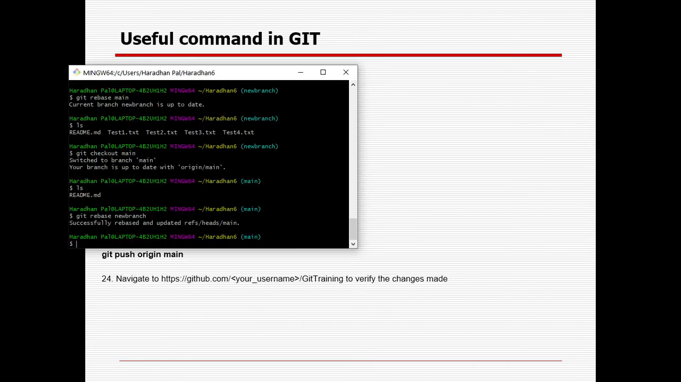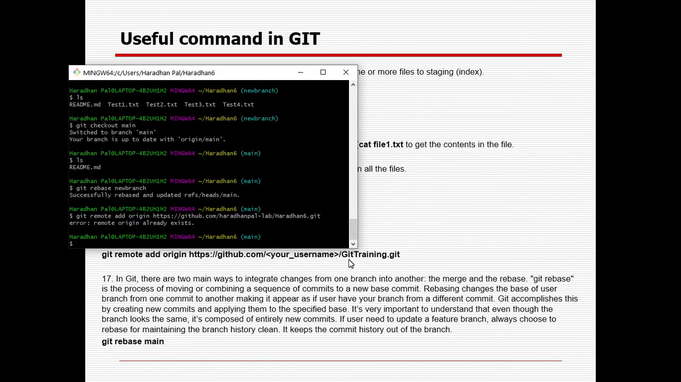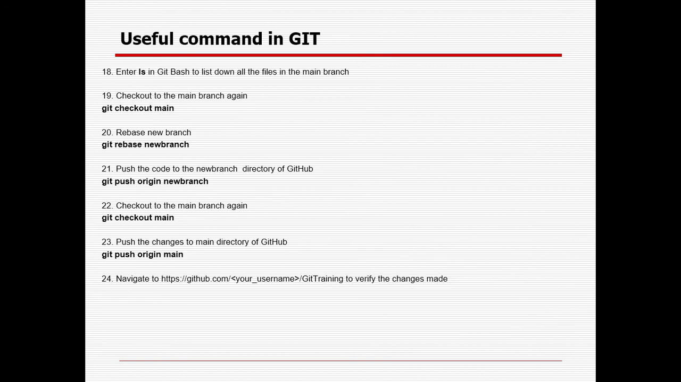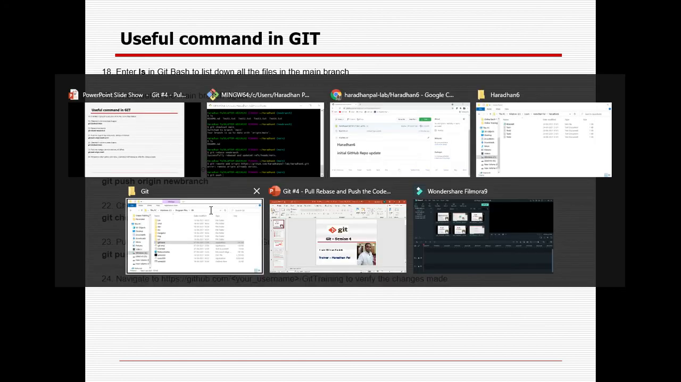After that you can push the code. You can sync again; if it is not synced, I can run git remote add origin with the https URL. Okay, I think it already exists, so no need to run it. Then I will push the code to my new branch with git push origin new branch. All the code will be pushed, and the new branch will be created in my GitHub account.